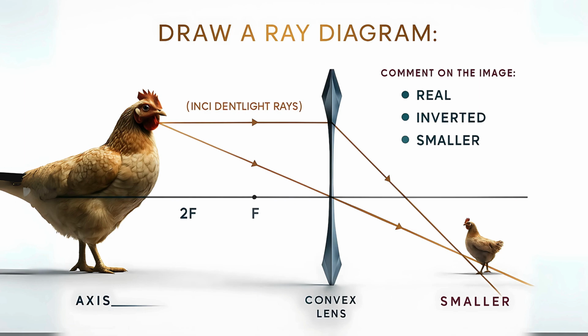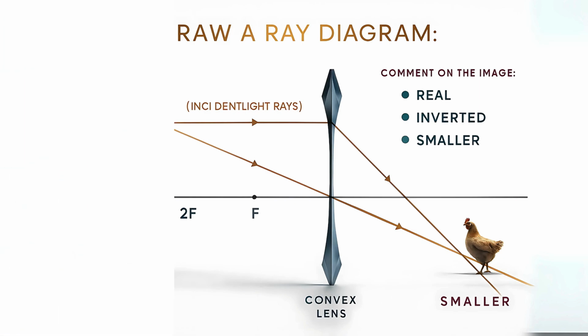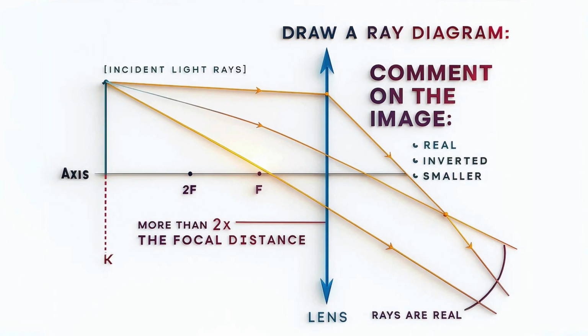Be aware that during an exam, you will most likely be given a simple object, such as an arrow rather than something complex like a chicken. No matter the object, just ensure that you consistently draw your rays from the very top of the object, such as the tip of an arrow, to receive full marks. It is important to recognize that not all ray diagrams for convex lenses will look the same. The diagram we just completed shows an object placed at a distance greater than 2 times the focal length from a lens. If the object were placed exactly at twice the focal length, the resulting image would still be real and inverted but would be exactly the same size as the original object.